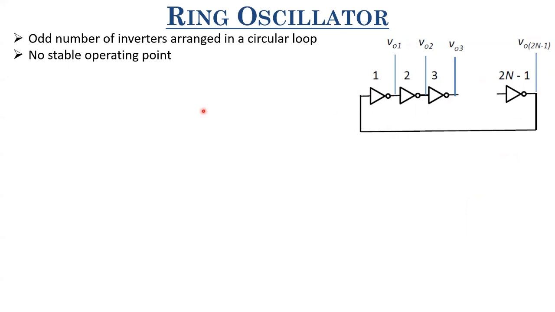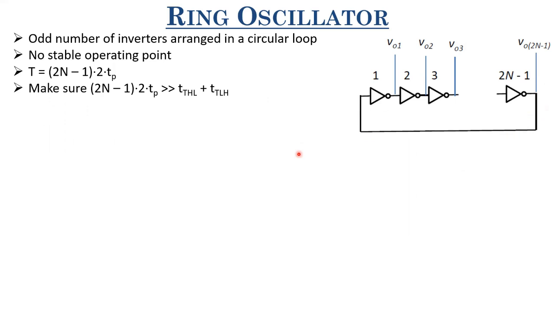And what is the time period of one cycle, going from 0 to 1 and then again 1 to 0? We already discussed that it is twice the delay of this loop, right? So it's 2n minus 1, which is the total number of inverters here, into 2 into Tp, where Tp is the delay of one inverter.